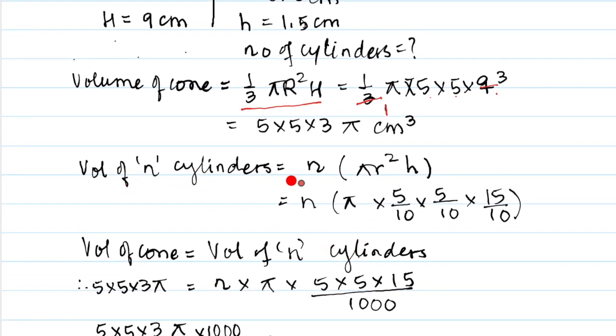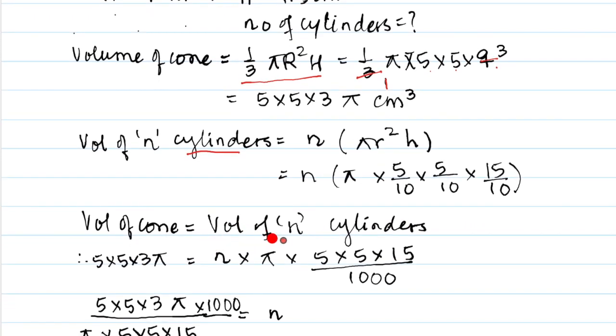The volume of n cylinders will be n into pi r square h. That is the volume of a cylinder, right? So n into bracket pi as it is, and the cylinder radius is 0.5. So I write 5 upon 10, 5 upon 10, and h is 1.5, so 15 upon 10. Now the volume of the cone and the volume of n cylinders are going to be the same. So we equate them and we write these numbers as we got them here.